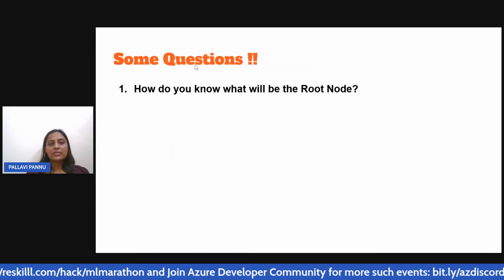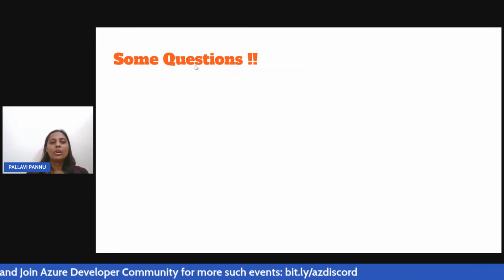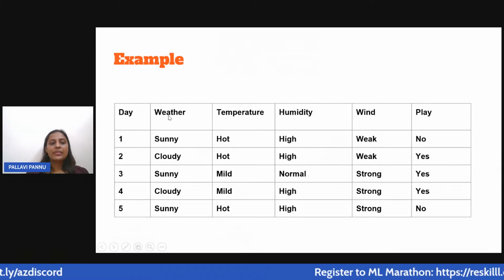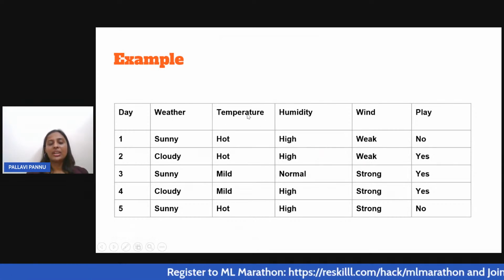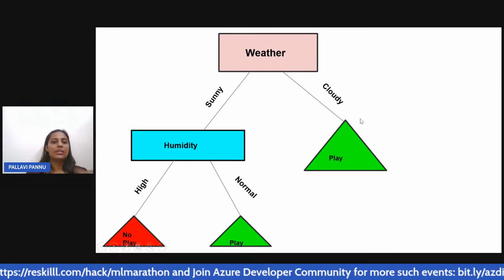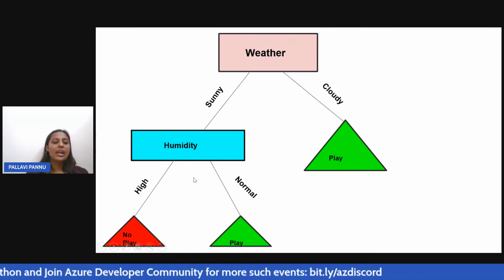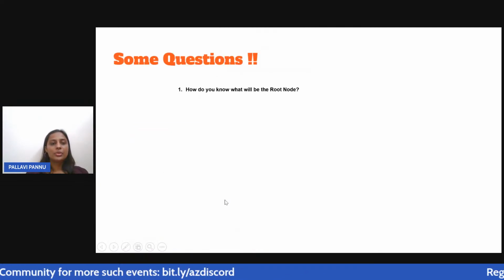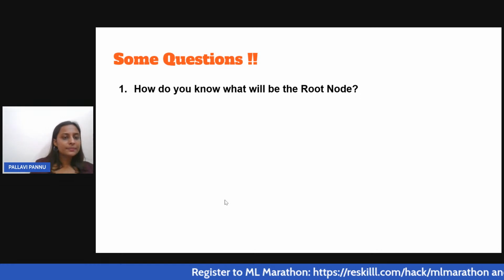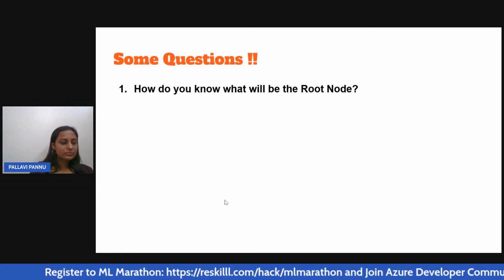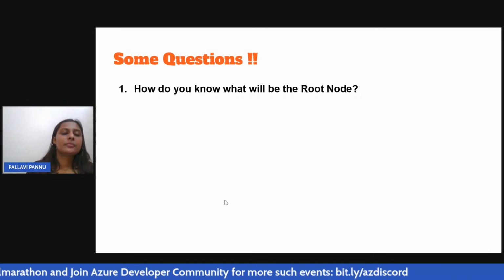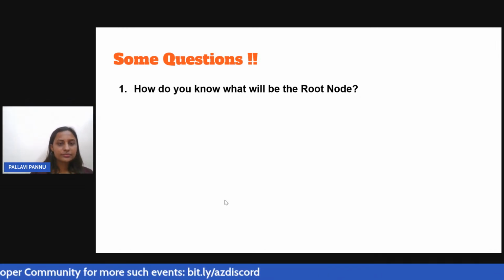Now let me ask you some questions. How do you know what will be the root node? I drew a decision tree here, but how do I know from this data set what my root node will be? Someone can ask, can temperature be the root node, or humidity, or wind? How do you decide that weather will be the root node, and which will be my next node when I split? Can you answer, how do you know what will be the root node? Please answer in the comments, I am watching. Anyone?